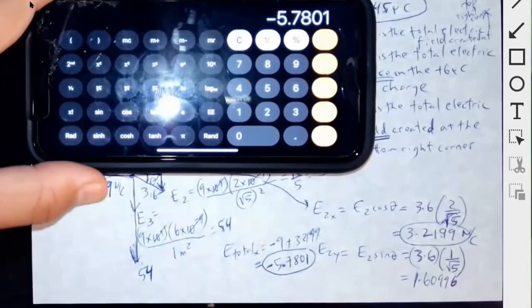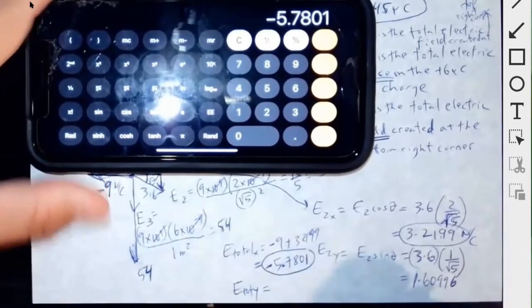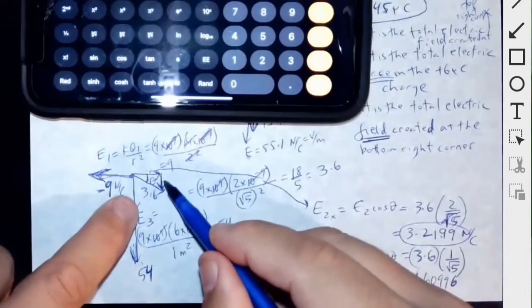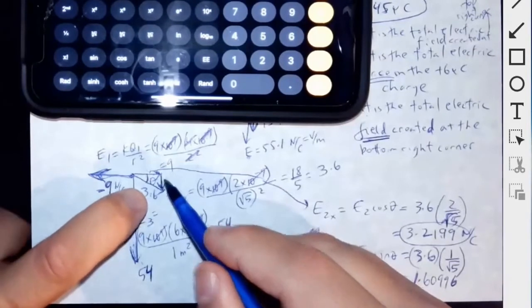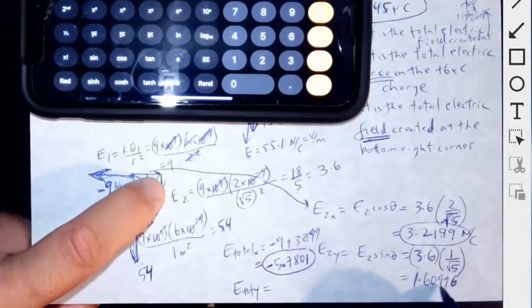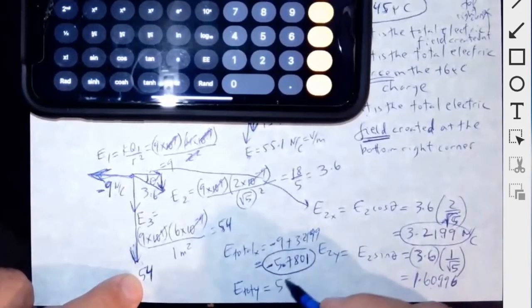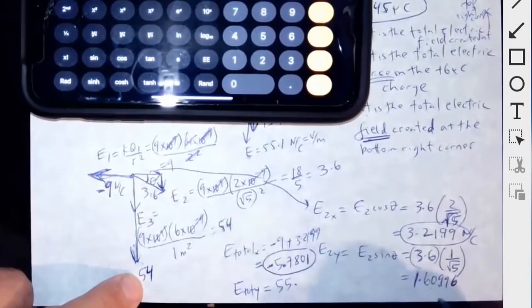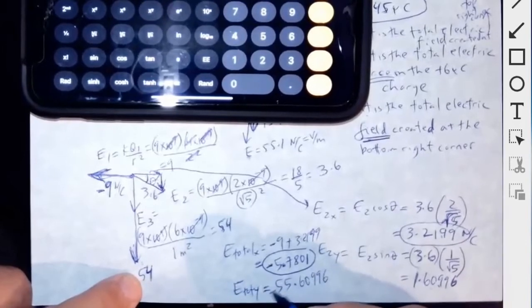E total x. Okay, what's going to be E total y? So then the E total y, both of the y components are negative. So I could just take them and add them and then put the negative at the end. Right, so I add 54 to this guy. Right, so the y component of that was 1.60996 added to 54. Well, that's just simply 55, right? So it's 55 point 60996. But then add a negative to that.